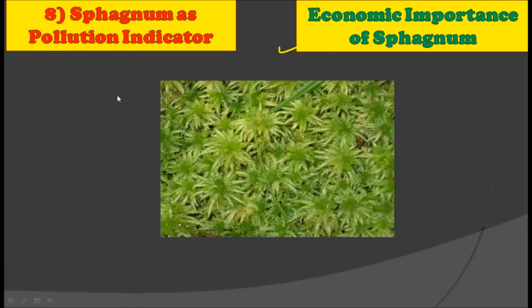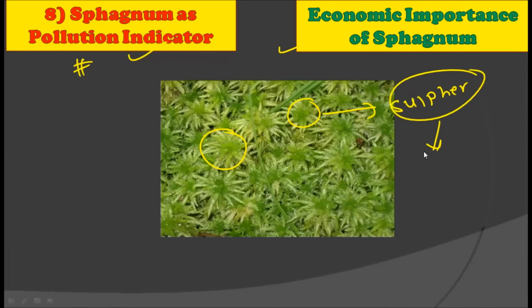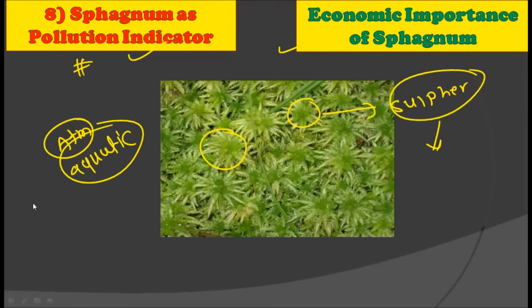Now, the next economic importance of the sphagnum is that sphagnum is also used as a pollution indicator. There are many species of sphagnum which are very sensitive to sulfur, and that is why they also indicate sulfur pollution in the surrounding areas. Not only atmospheric pollution, but also aquatic pollution is shown by the sphagnums. All right, so these are also used as pollution indicators.